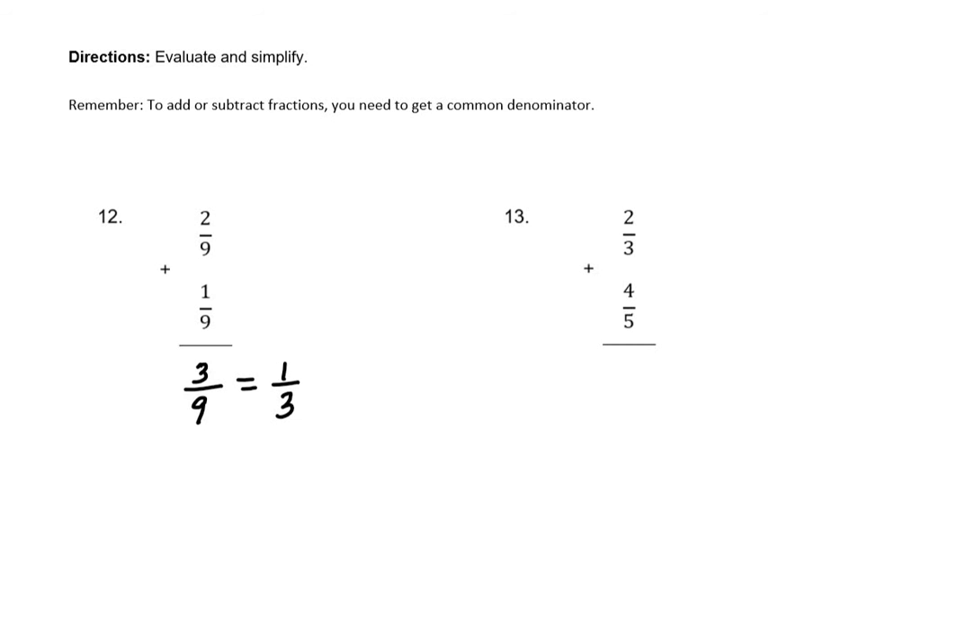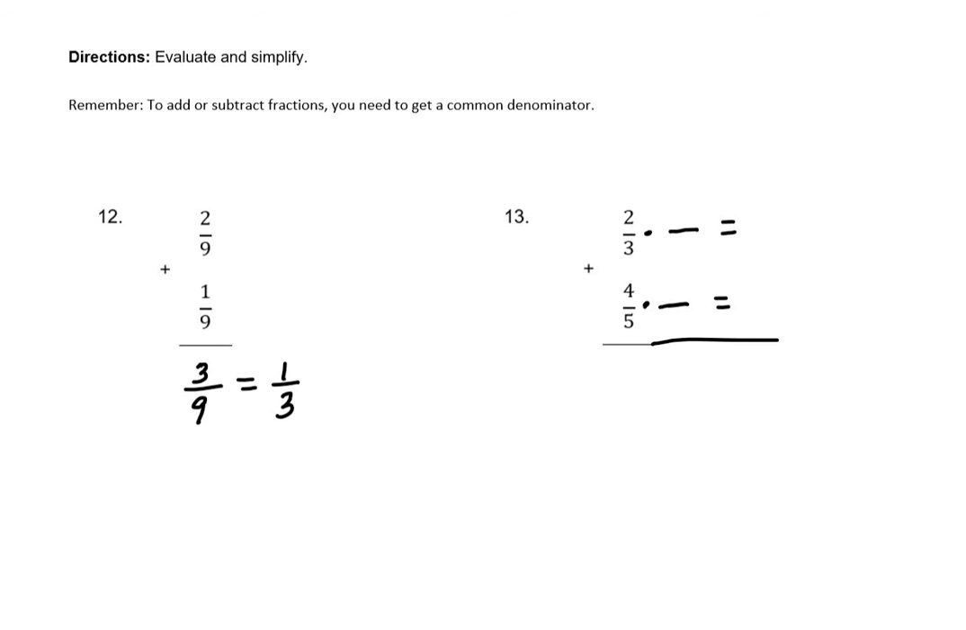Okay, problem 13, my two fractions have different denominators. So I need to get a common denominator before I can add these fractions. So I want to take 2/3 and multiply it by some number on top and bottom of the fraction in order to get an equivalent fraction. I need to do that for both fractions.